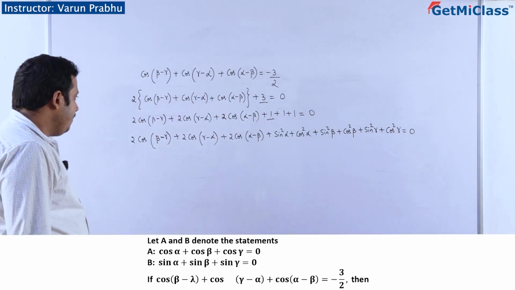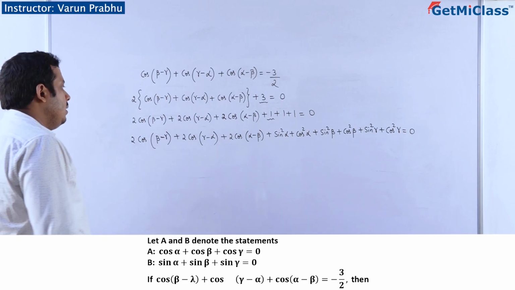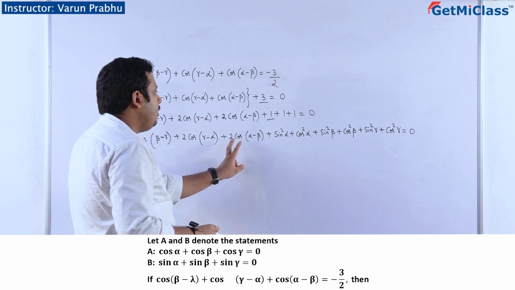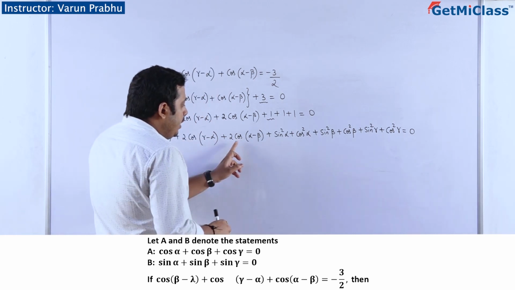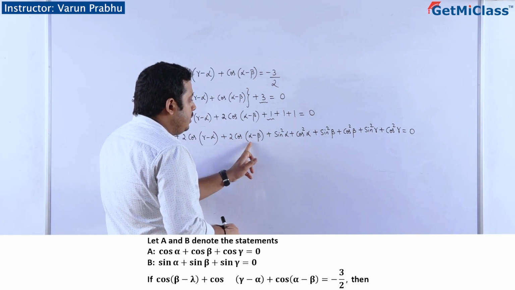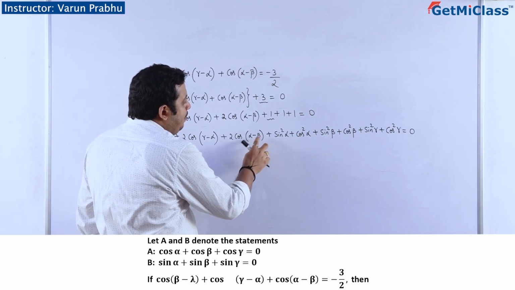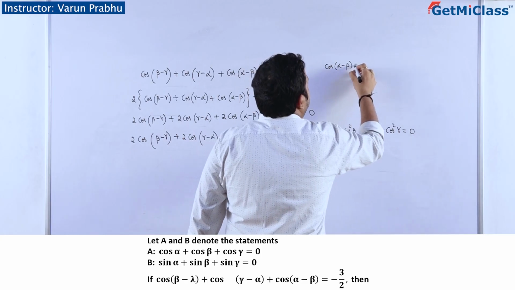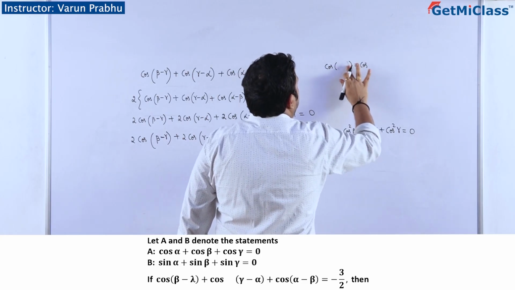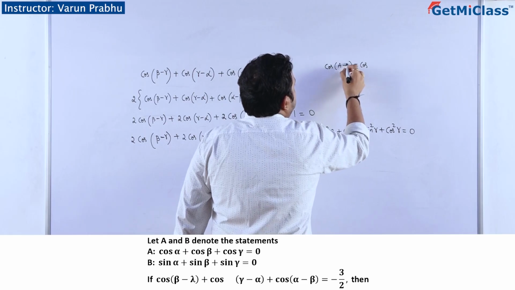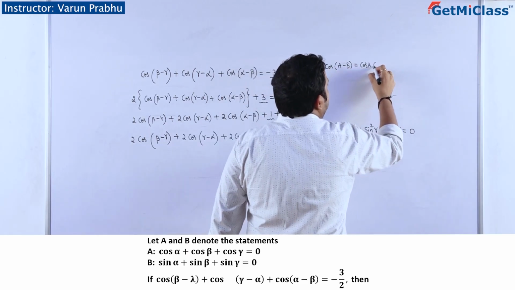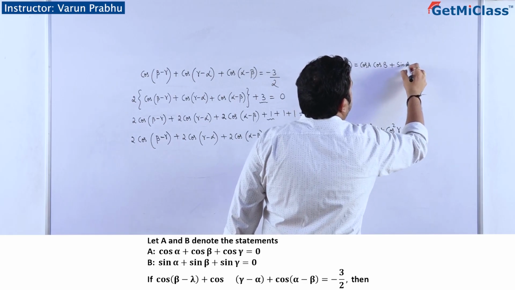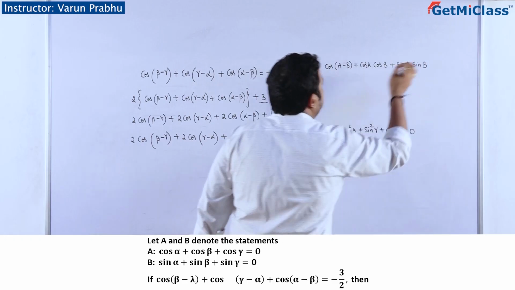Do you follow? So now, if you try to expand this, look here. We can write cos of alpha minus beta as cos alpha cos beta plus sin alpha sin beta. Instead of writing alpha minus beta, I can write this in general form: cos of a minus b can be written as cos a cos b plus sin a sin b. So don't you think we can write it like this?